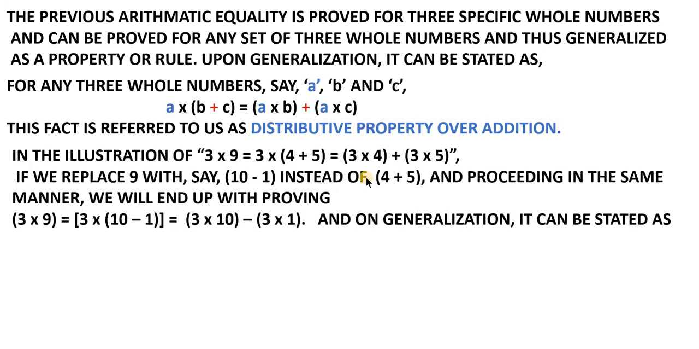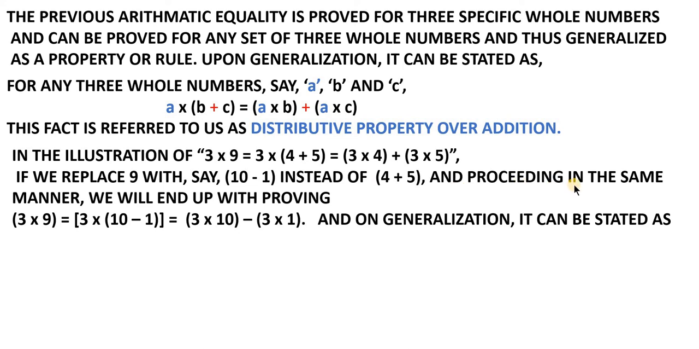So in the illustration, 3 into 9 is equal to 3 into (4 plus 5). We have taken an illustration as 3 into 9 and it is split as 3 into (4 plus 5). So that is the generalization of this. Okay. 9 can also be written as 10 minus 1. Instead of taking 4 plus 5, we are taking 10 minus 1.